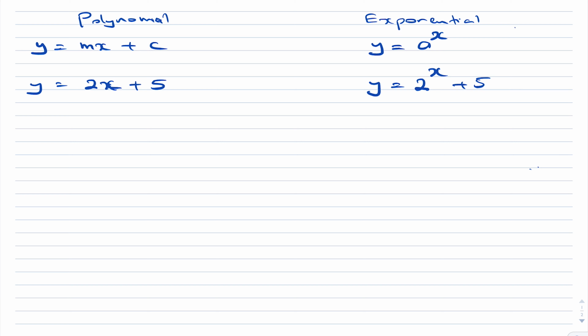More examples: if you have y equals pi to the power of x plus 2, well, pi is a constant number. It's a number, which is pi equals 3.14159, and it goes on. So that's a number, but the variable is the power, hence that's exponential.